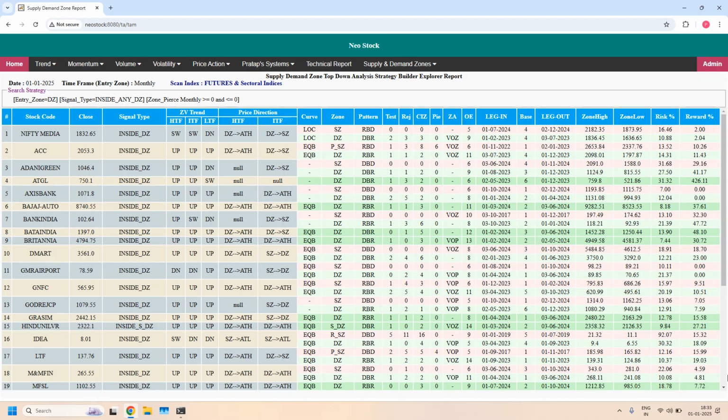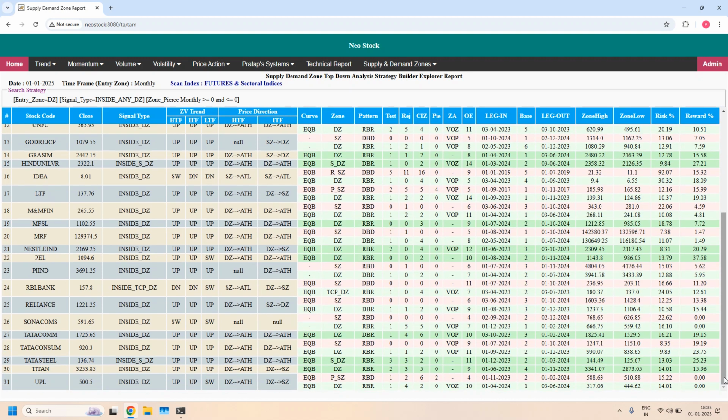These are the first 19 stocks where price closed inside the monthly demand zone. I am scrolling the list down. So total 31 stocks are filtered where price closed inside the monthly demand zone.